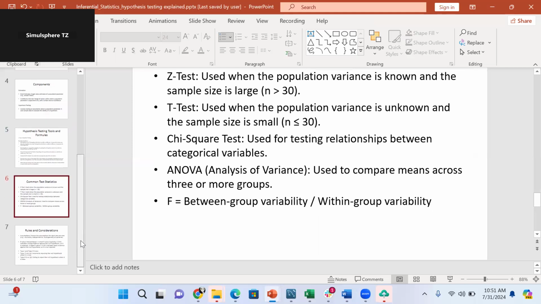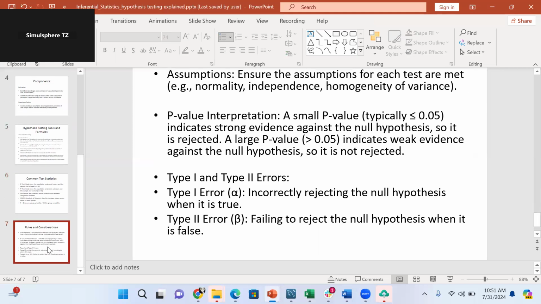All right. Then there are rules and considerations to this. First, be working with assumptions. Ensure that the assumptions for each test are met, e.g. the normality, the independence, homogeneity of variance.